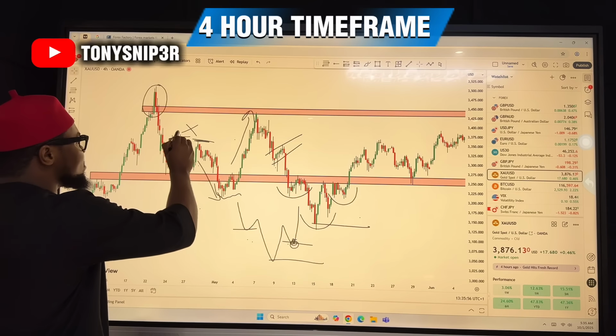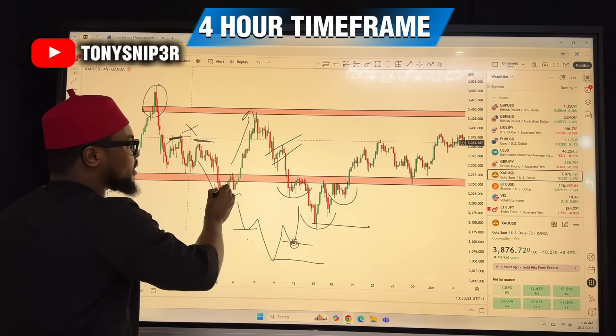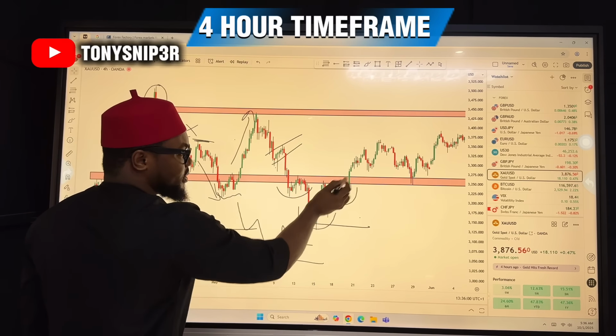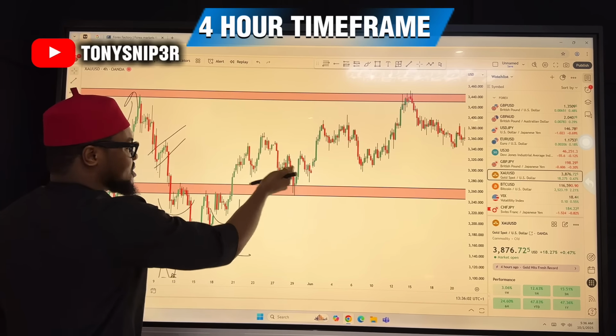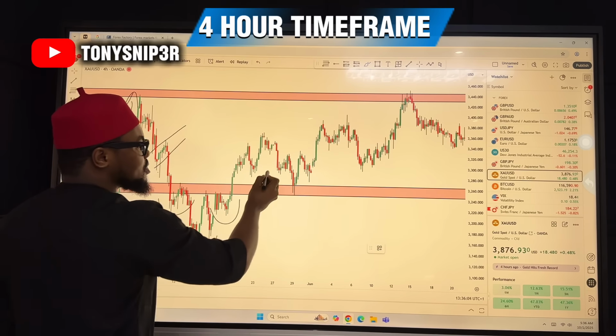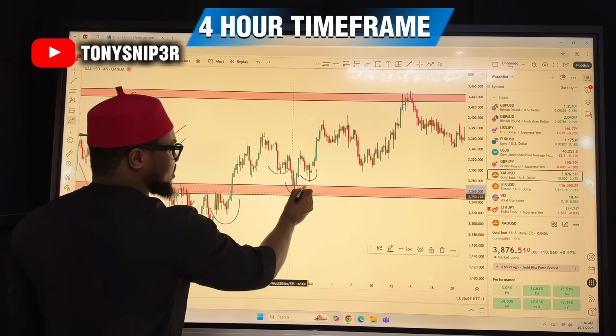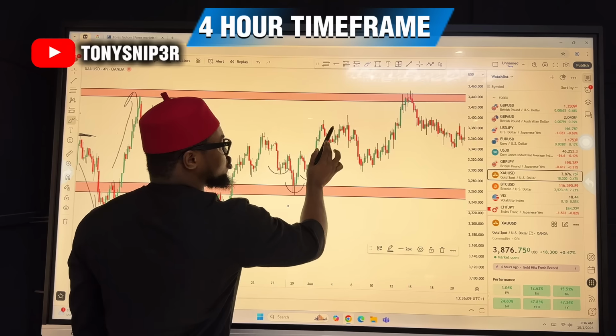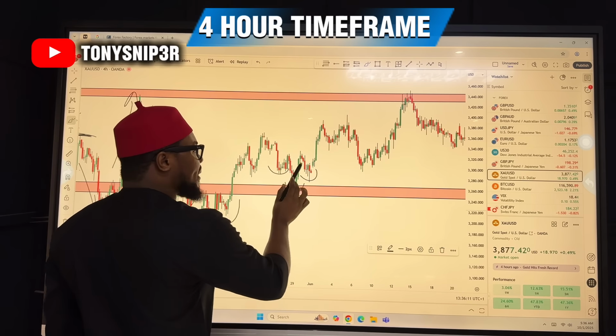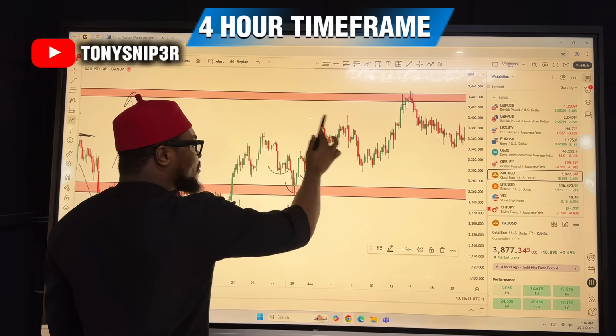Now let's say you miss this trade, you miss this one, there's another opportunity. Where is the opportunity? This is it. Another what? Another inverse head and shoulder. And what happened? We saw a huge push to the upside. Now immediately this market was pushing to the upside at the middle of the charts.